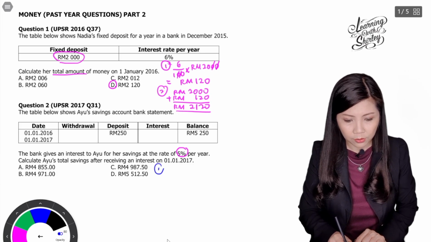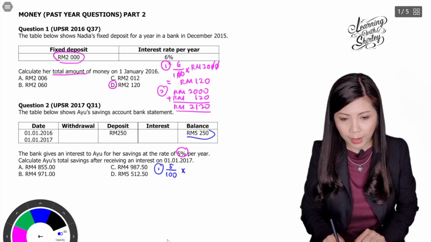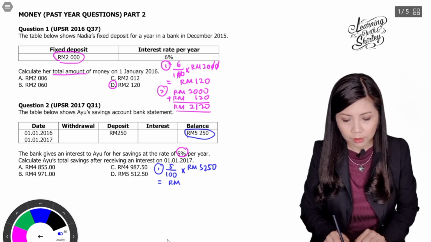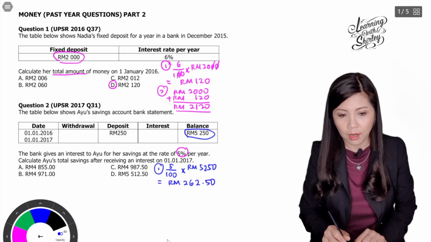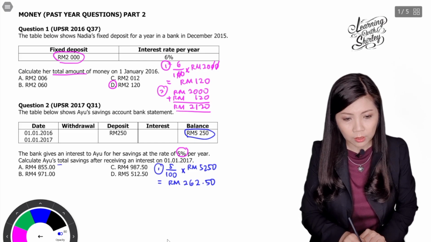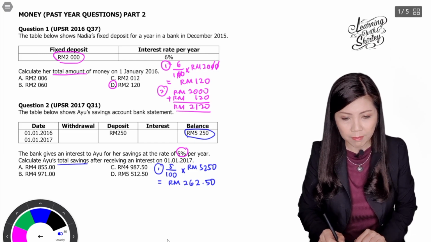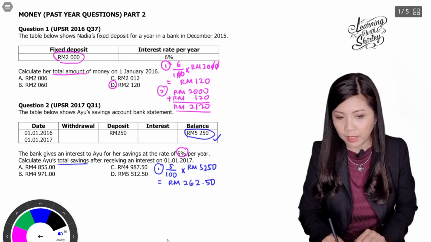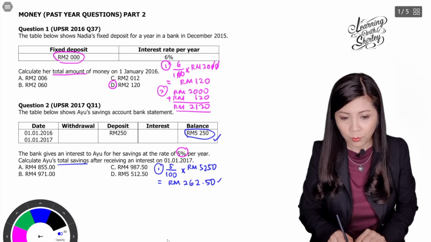So the first step is to find the interest. Okay, so it's 5%, okay, of, this is the balance in her account. So times with 5250. Okay, so it's 262.50. So this is the amount of interest that she earned. Okay, then the next step, total savings after receiving interest. It means that this is her balance of money, we plus with the interest, so that would be the answer.